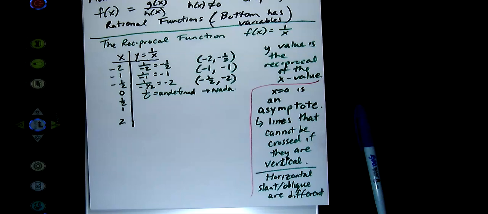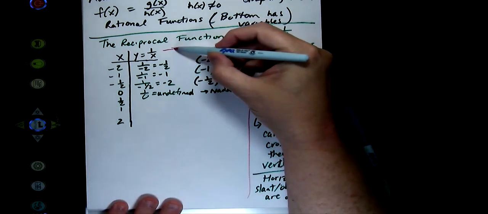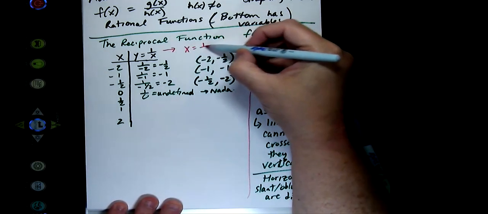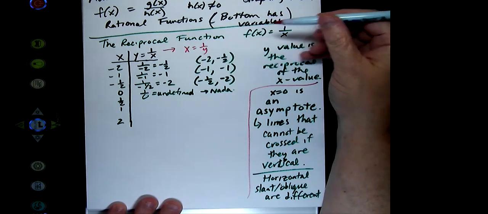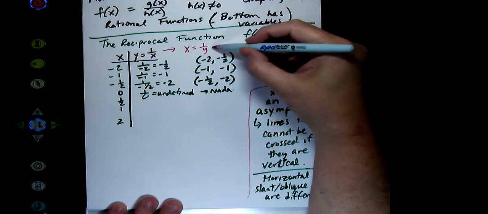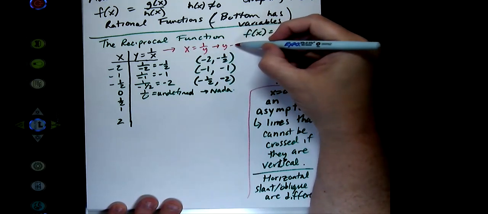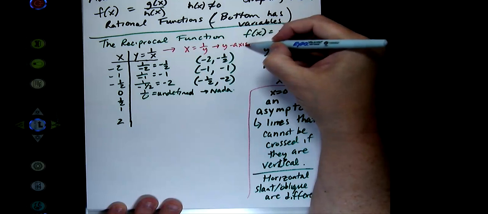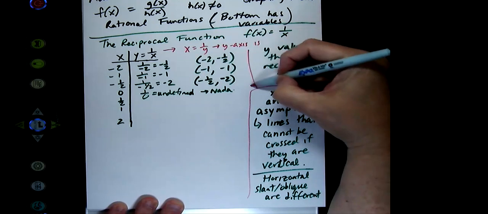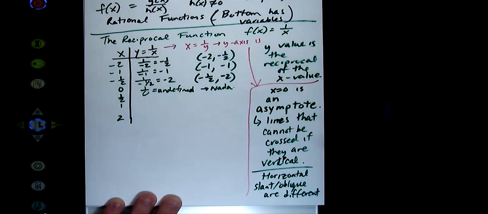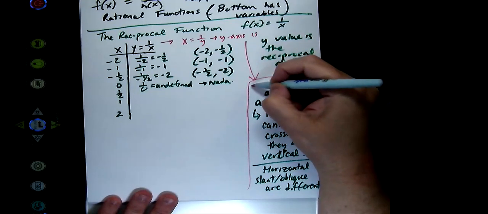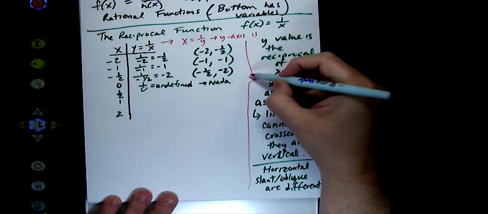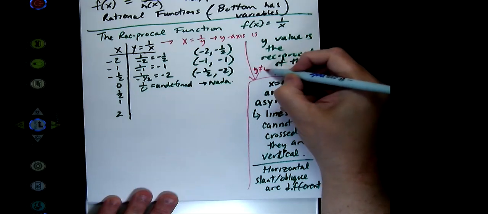In fact, you'll notice if we solve this for x, this becomes x equals 1 over y, which means the y-axis is an asymptote as well. y cannot equal 0. And neither can x.